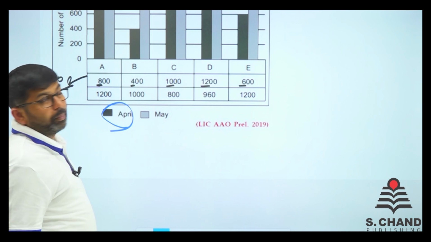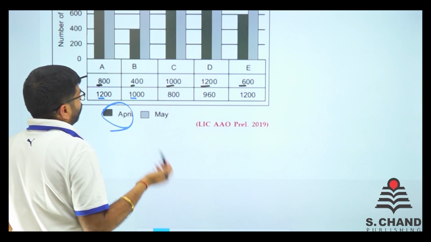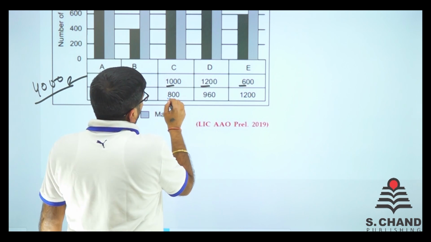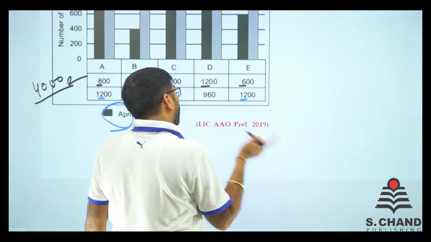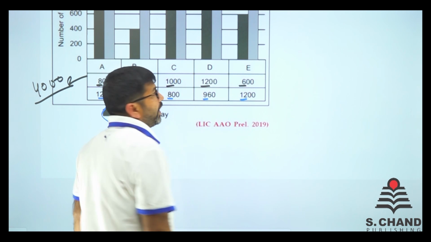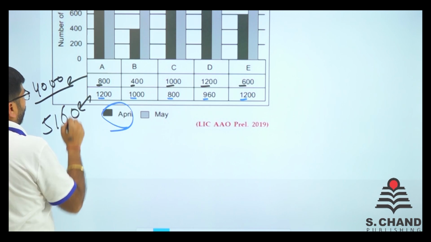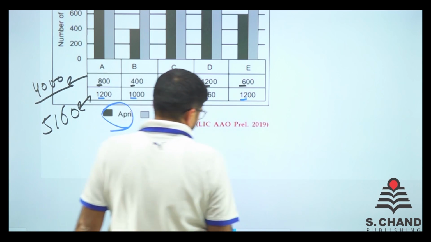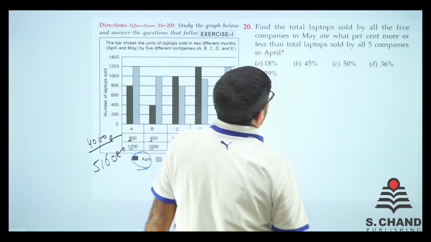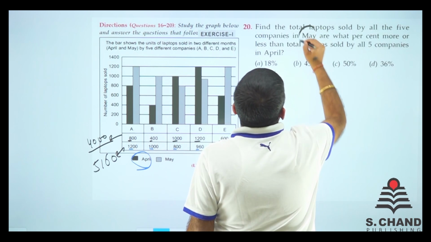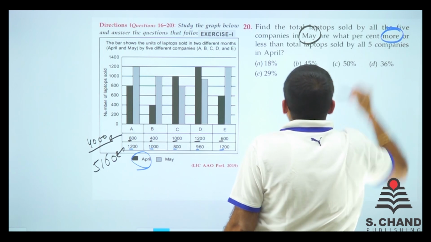Now let's talk about May. May is like 12, 12 and 10 is like 22, 22 and 8 is 30, 30 and 12 is 42, 42 and 9 is 51. So it will be 5160. So now what is asked? Let's see. It says find the total laptops sold by all the companies in May, that is 5160, is what percentage more? This is for sure more.